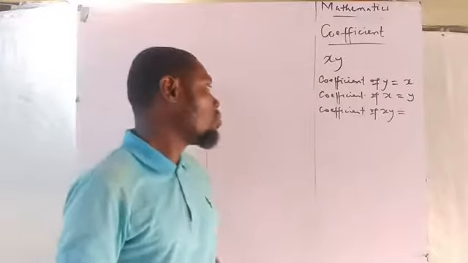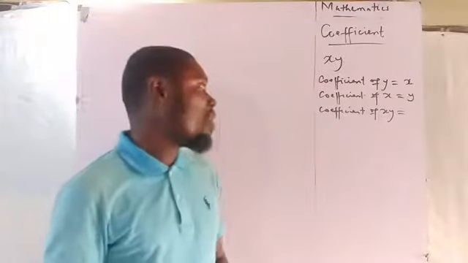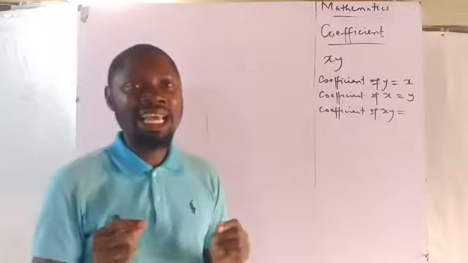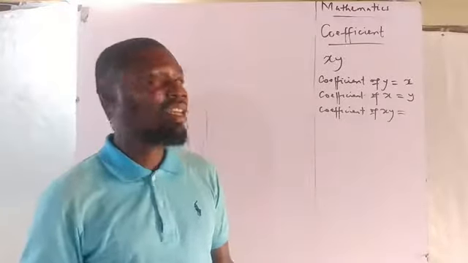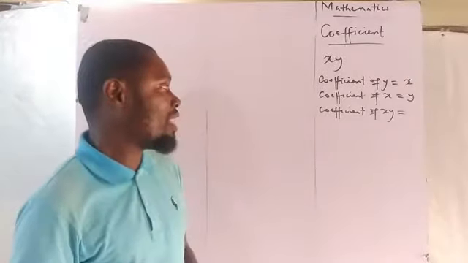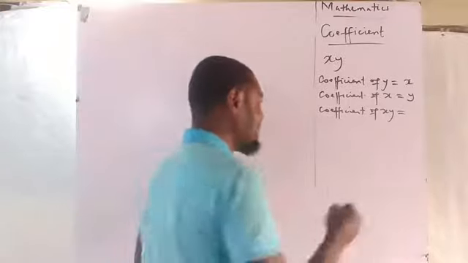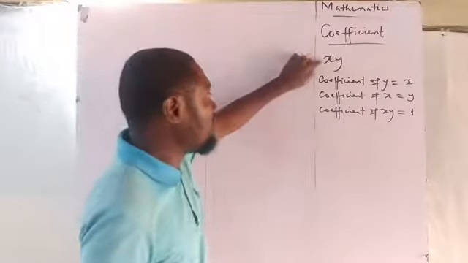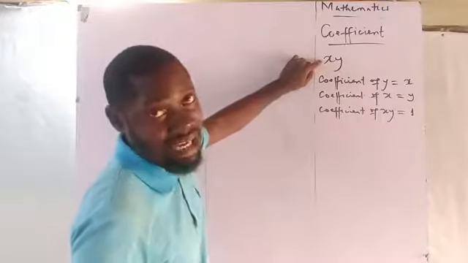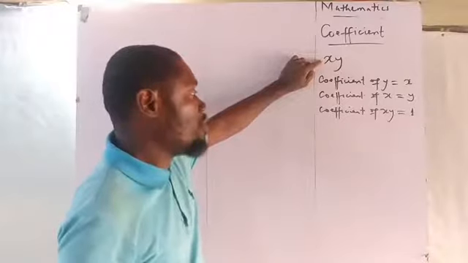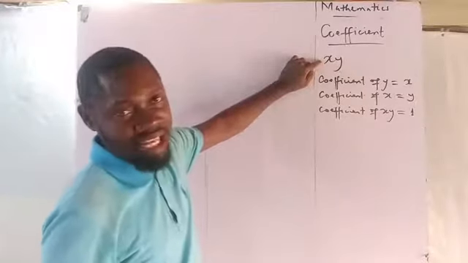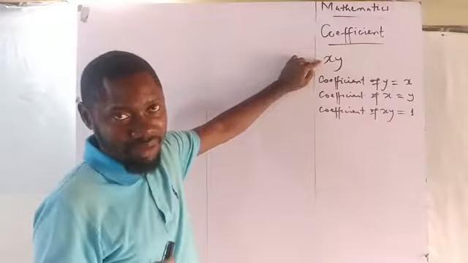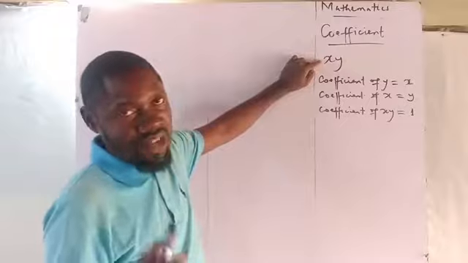If I ask you what is the coefficient of xy, this time I am looking at the two letters xy combined. So this time the coefficient of xy will be 1, because 1 is attached to these variables x and y, but since it is 1, it will not be written for you to see. But you should know that if a letter is alone, the number attached to that letter is 1. But if it is more than 1, it will be written for you to see.